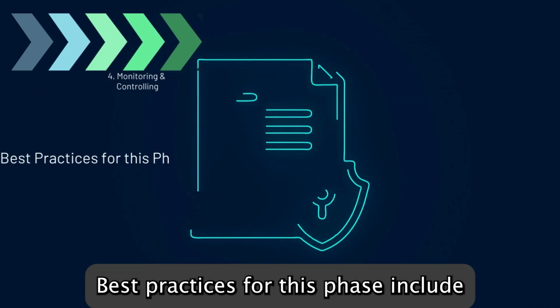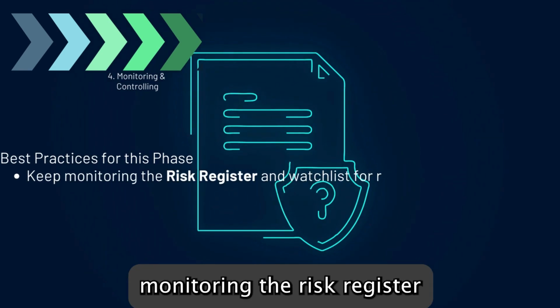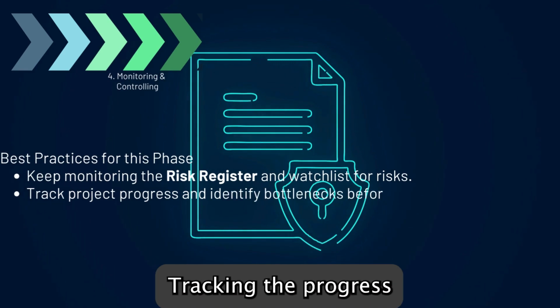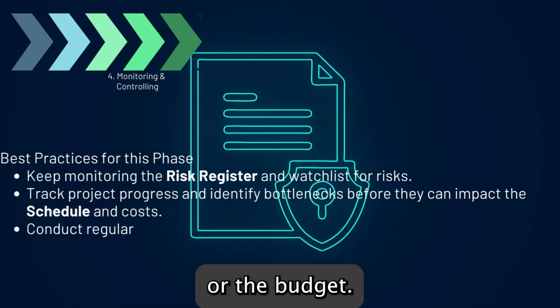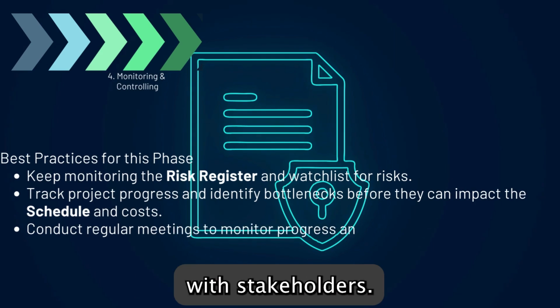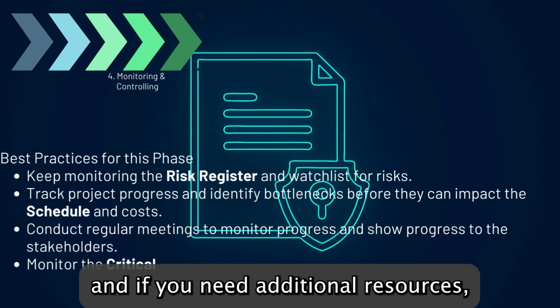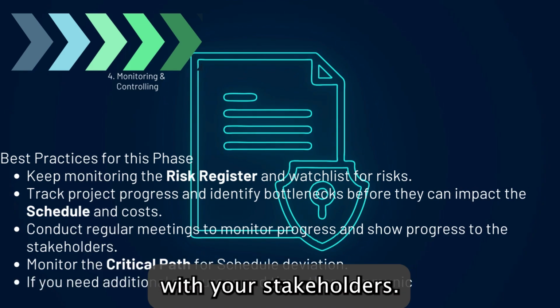Best practices for this phase include monitoring the risk register and watching out for any risks, tracking the progress and identifying bottlenecks before they impact the schedule or the budget, conducting regular meetings with stakeholders, monitoring the critical path, and if you need additional resources, being prepared to set new expectations with your stakeholders.